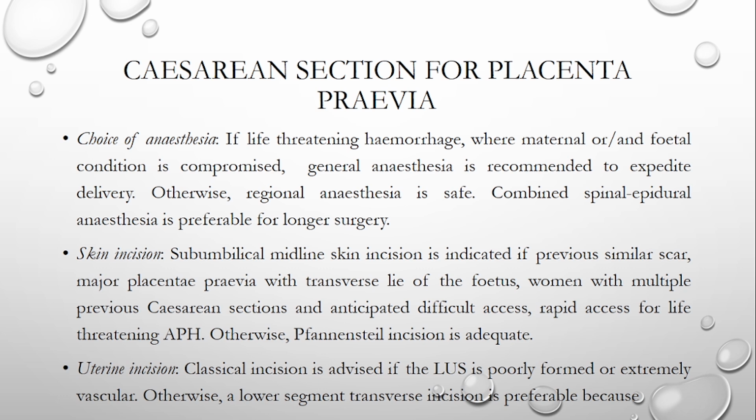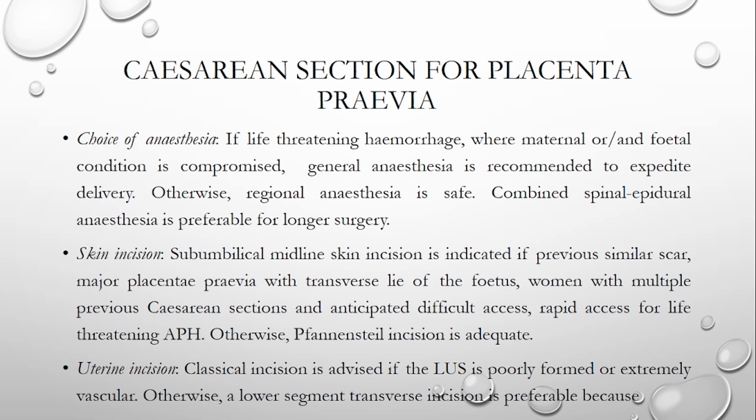Two, skin incision. A subumbilical midline incision is indicated if a previous scar has been done for a major placenta previa or for any surgery at all. Otherwise, a Pfannenstiel incision may be adequate. But in a life-threatening condition, a subumbilical midline incision may be preferable. It's faster and there is less blood loss compared to a Pfannenstiel incision.